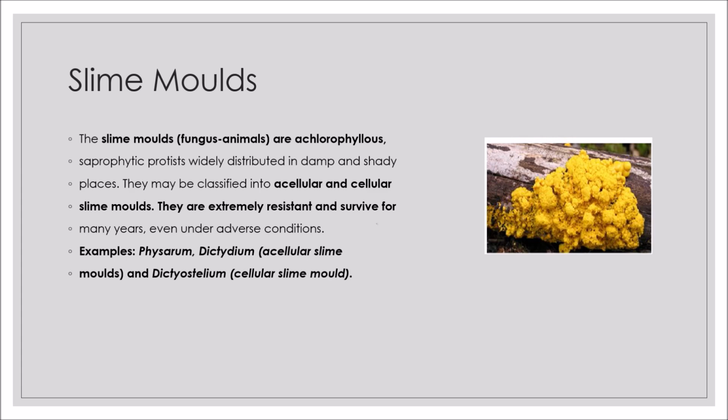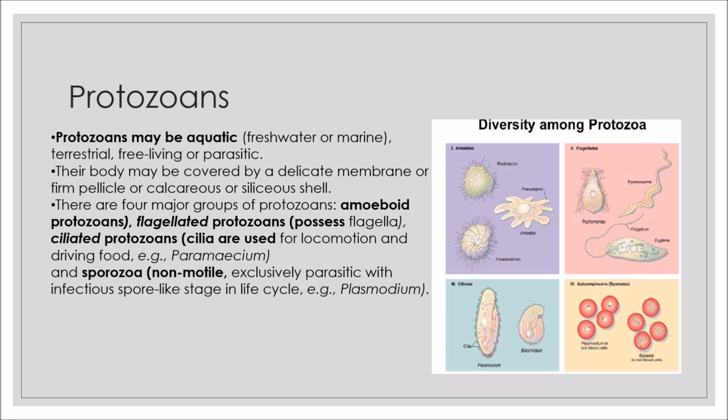Next is protozoans. These protozoans may be aquatic. In aquatic itself, they may be freshwater or marine water. Sometimes they are terrestrial and sometimes they are free living, that is, they can survive in any conditions. Or sometimes they may be parasitic, that is, they live only on a living host. Inside one living being, it lives as a parasite and takes up all the nutrition of the host animal. So protozoans may be of any type.